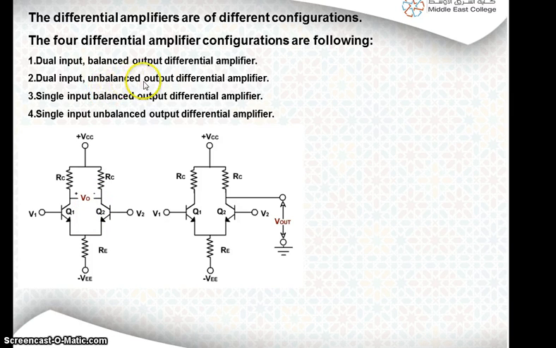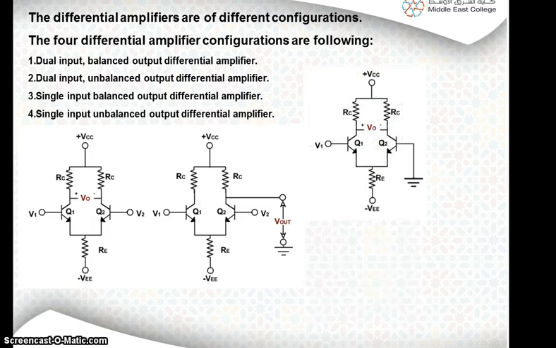Now comes the second configuration, dual input. Here also both inputs V1 and V2 are present. Now see how you are taking the output here. You are taking output from one of the collectors with respect to ground, not between two collectors. It can be either one because both the transistors are identical. So here we are taking the collector of transistor Q2 with respect to ground, or it can be the collector of transistor Q1 with respect to ground. This is called an unbalanced output.